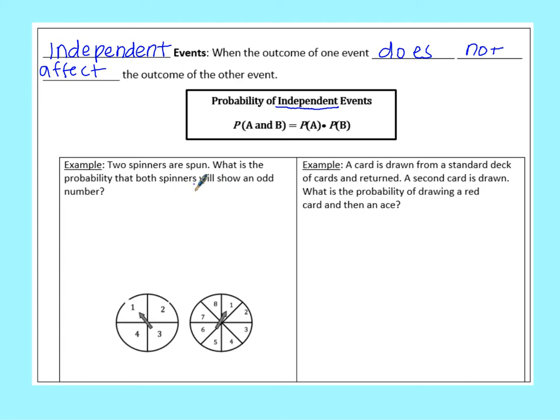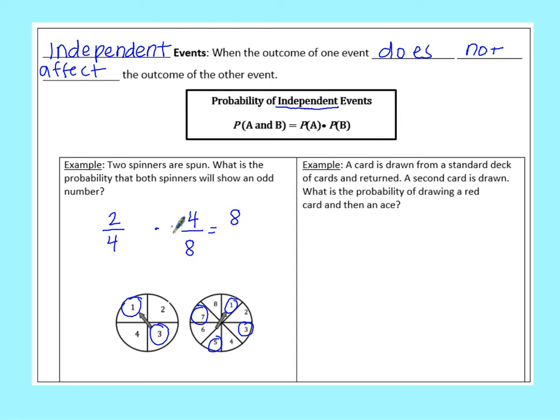So for example, we have these two spinners, we're going to spin them both, and the question asks what is the probability that both spinners will show an odd number. Looking at the first spinner, the odd numbers we have are 1 and 3. So the probability of spinning an odd number on the first spinner is 2 out of 4 possible places the arrow could land. In our second spinner, we have a 1, a 3, a 5, and a 7 as our odd numbers. There are 8 spaces on this spinner though, so there are 4 odd numbers out of 8 possible spaces. So we're going to multiply the probability of an odd number on the first times the probability of an odd number on the second.